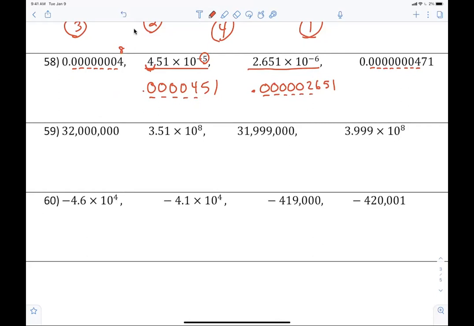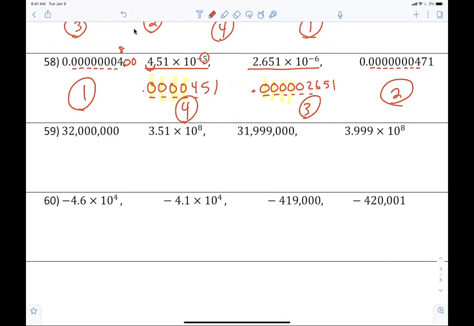4.1. No, 4, 7, 1 is bigger than 4, 0, 0. Which one's smaller? This one is the smallest, right? Then what? Then 4, 7, 1. Right, that's the next one. Then 4, 5, 1. Well, how many decimal places? 0, 0, 0, 0. 1, 2, 3, 4. Right. So this one and then this one. That was kind of tricky.